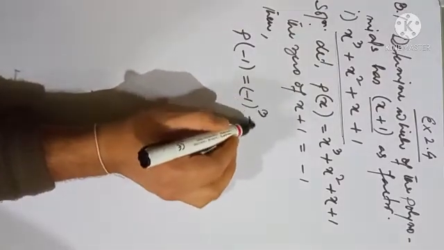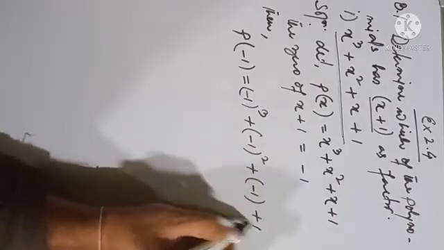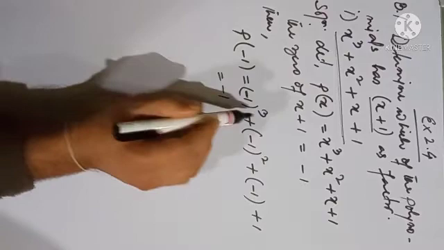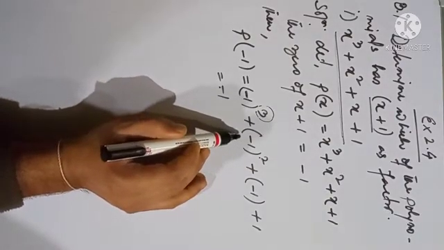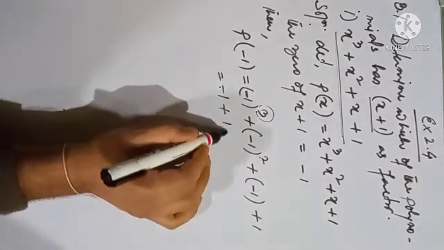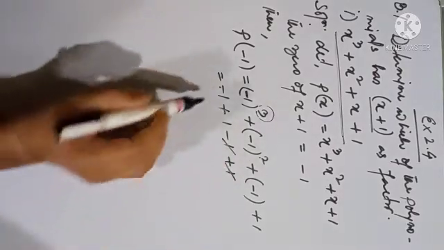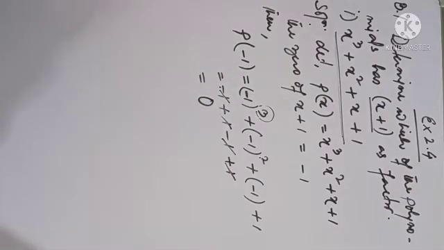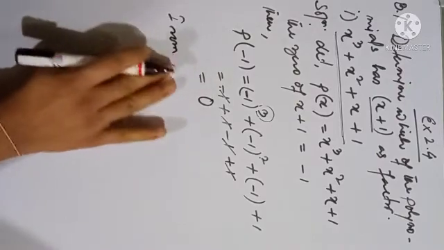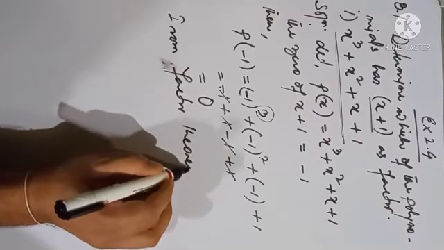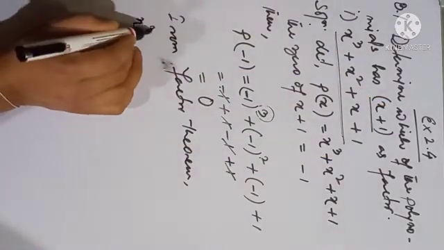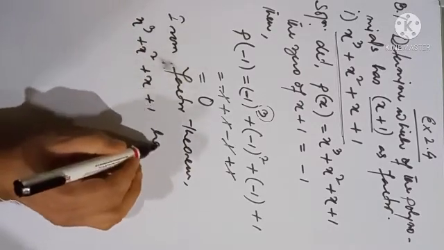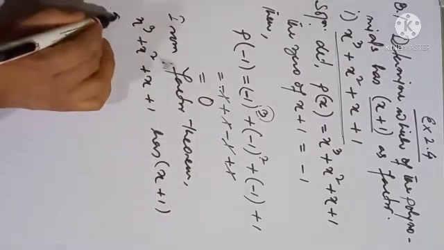So minus 1 whole cubed plus minus 1 whole squared plus minus 1 plus 1. Minus 1 whole cubed will be minus 1. The base is minus, so we check the power: if the power is an odd number, the minus stays, and if the power is even, the minus changes into plus. So we get minus 1 plus 1 minus 1 plus 1. Minus 1 and plus 1 cancel, again minus 1 and 1 cancel. So we get 0. From the factor theorem, x plus 1 is a factor, that means x cubed plus x squared plus x plus 1 has x plus 1 as a factor.